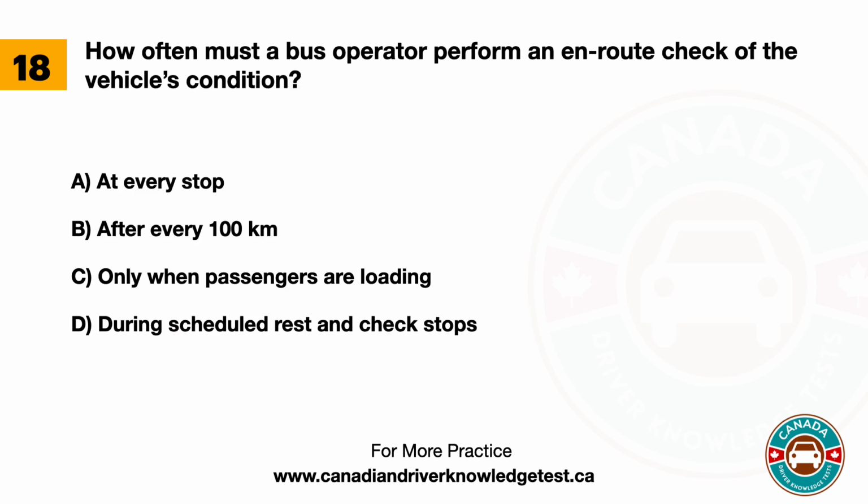Question 18. How often must a bus operator perform an en route check of the vehicle's condition? A. At every stop. B. After every 100 kilometers. C. Only when passengers are loading. D. During scheduled rest and check stops. The answer is D. During scheduled rest and check stops.